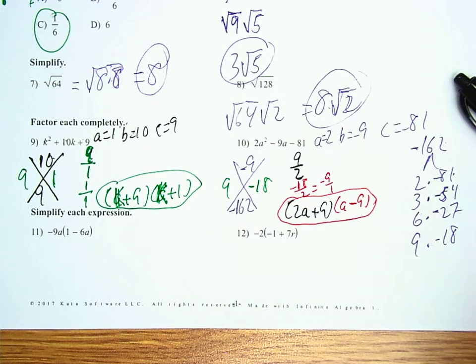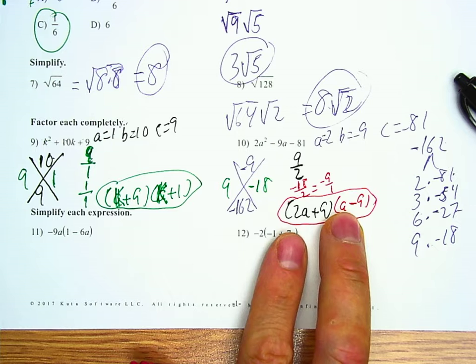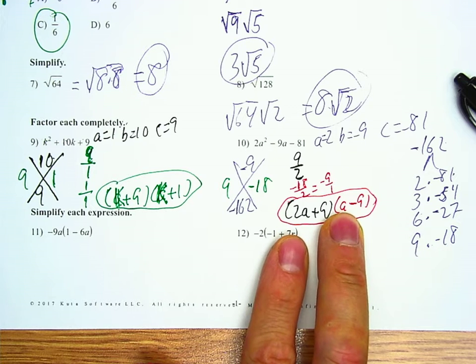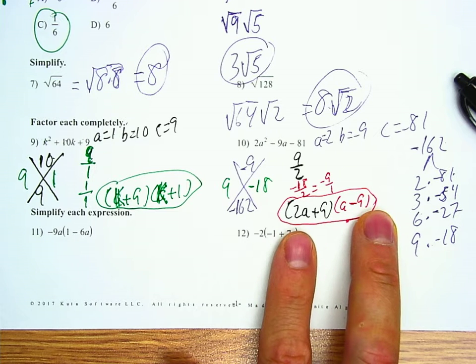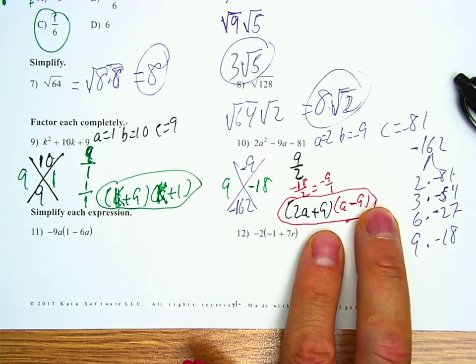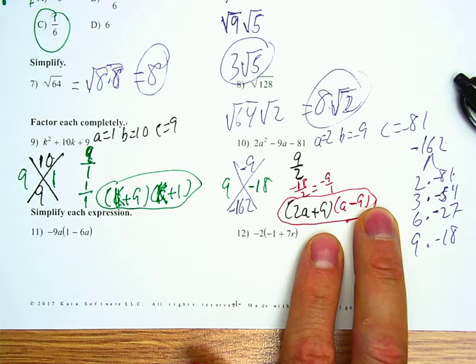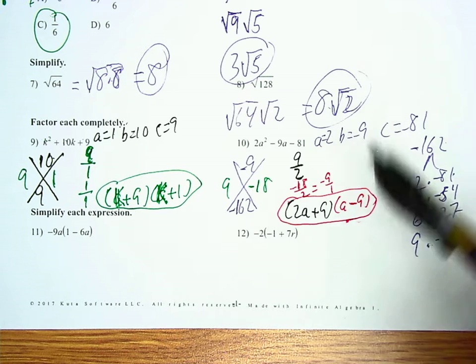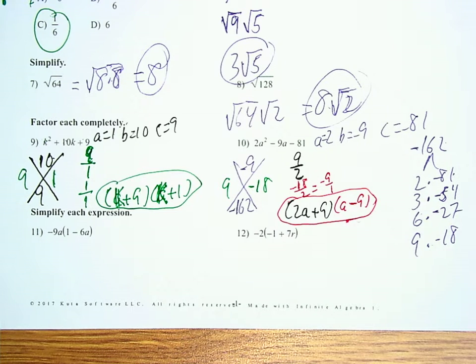I can verify my work very easily again. There's 2A squared, 2A times A. Negative 18A plus 9A is negative 9A. And then negative 9 times positive 9 is negative 81. This is the longest question on the test. I'd recommend you save it for the last question, unless you think you're going to have a lot of extra time.